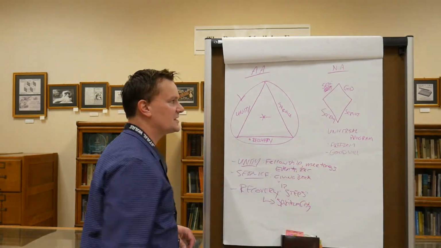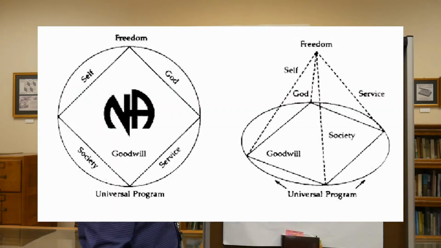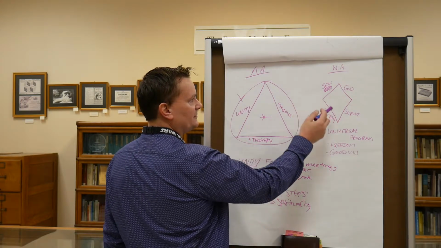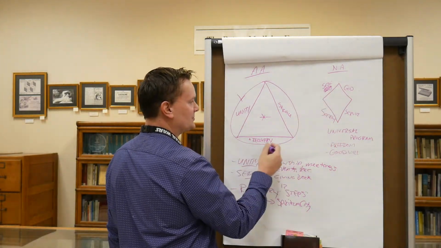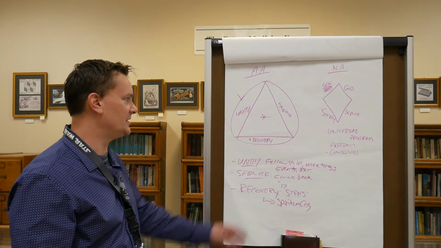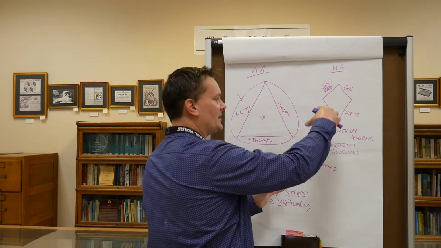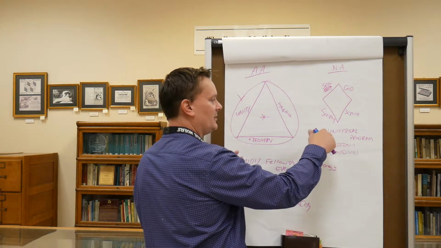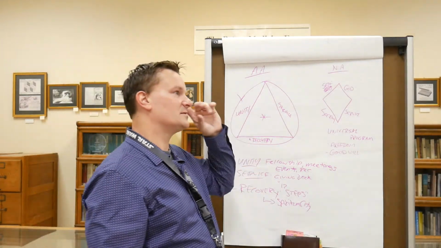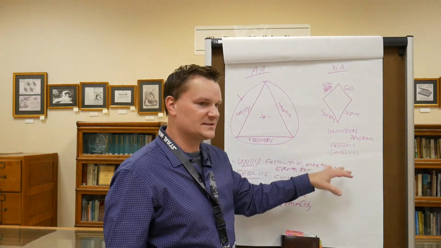And when it comes to NA, similar sort of transference of ideas. With NA, they use a diamond, and if I could draw, I'd do more of the 3-dimensional interpretation that they have. But it basically comes down to self, God, which we could equate to recovery and the steps, society, which I think we can equate to unity, and then of course service, kind of a one-for-one, apples-to-apples comparison. The way they draw it is as a universal program that brings about freedom up at the top, at the pinnacle of the diagram, and then goodwill as the foundational piece.